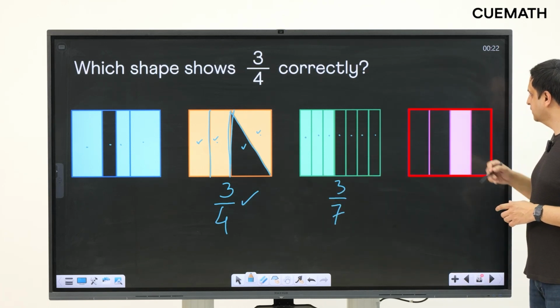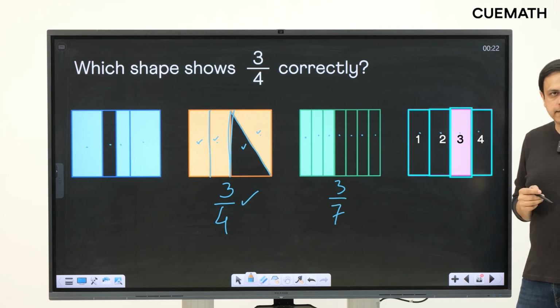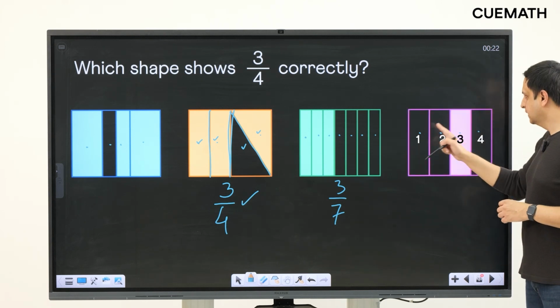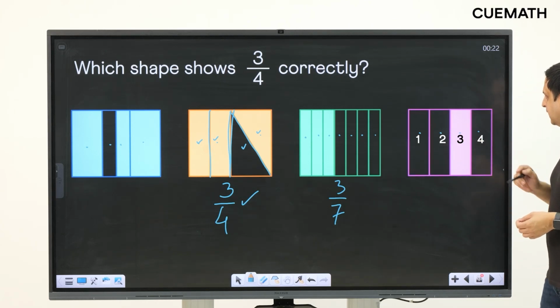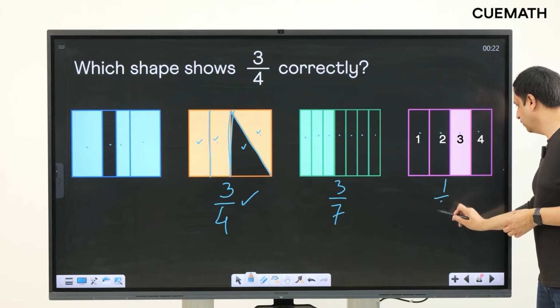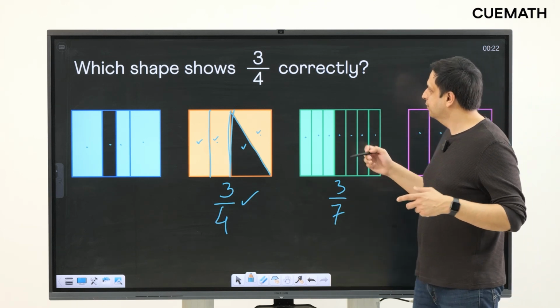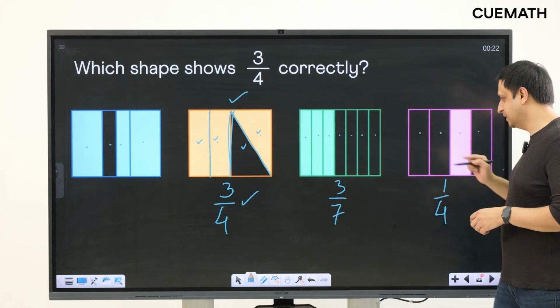What about this one here? So here the rectangle has been divided into 1, 2, 3, 4 equal parts, but only one of those 4 parts is shaded. 3 are unshaded, and therefore the shaded area here actually represents the fraction 1 over 4 and not 3 over 4. So which shape shows 3 over 4 correctly? This second shape over here. So that's the answer in this case.